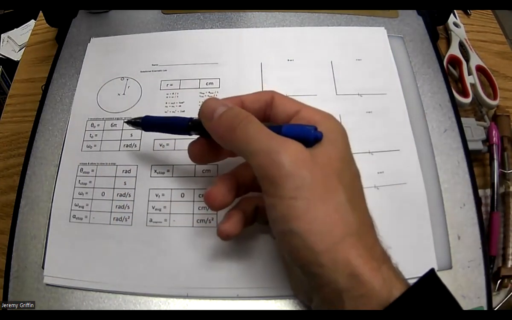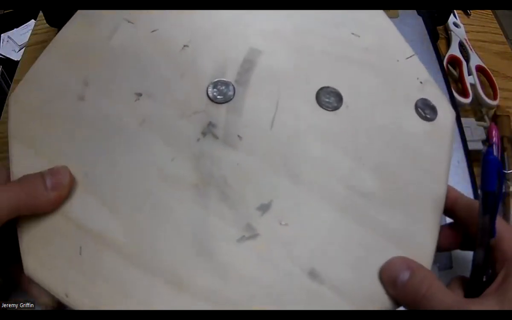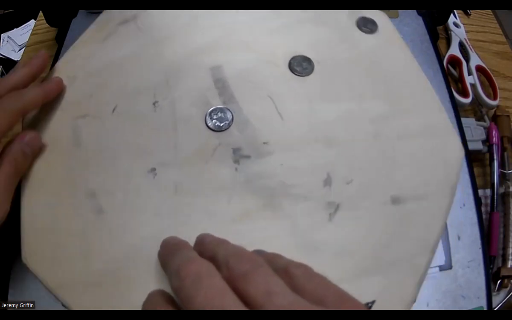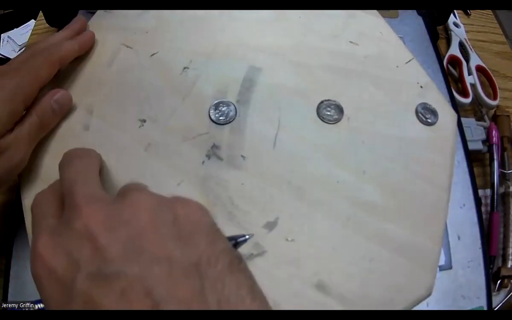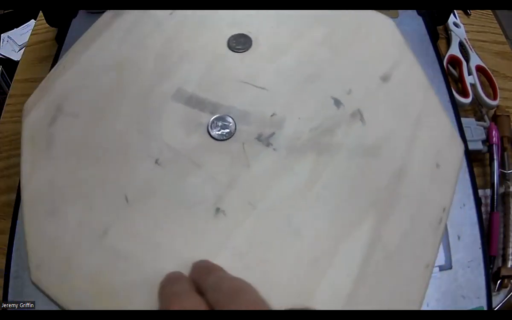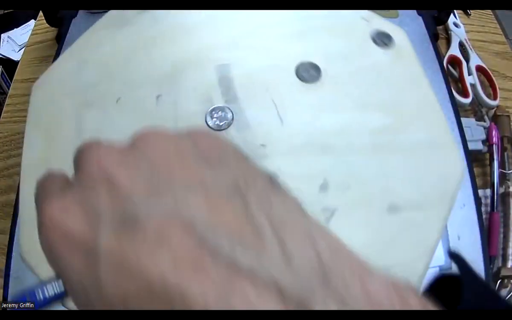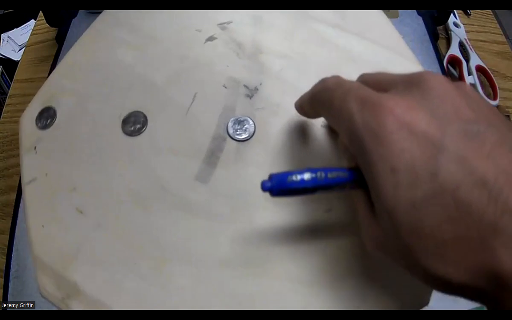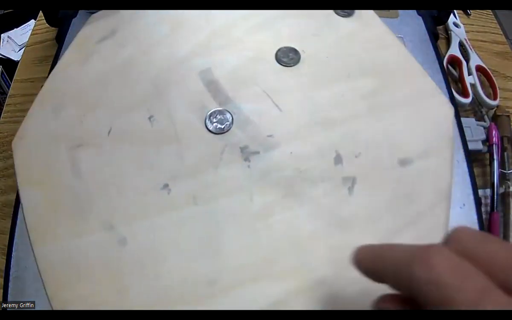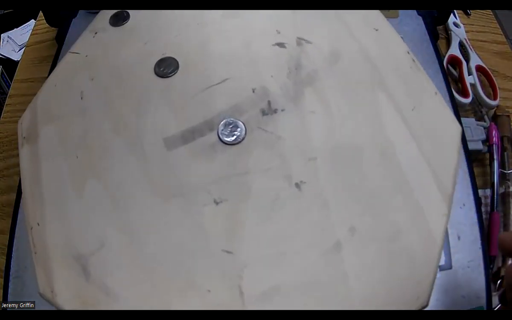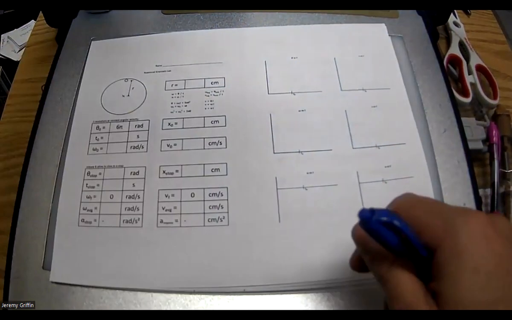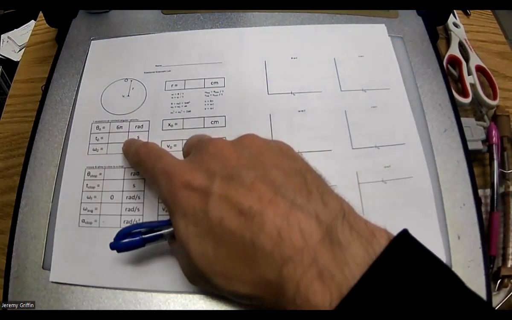So let's do that. I'm gonna give this thing a spin, or actually here, I'm gonna apply a constant force to overcome the friction. So let's go: 1, 2, 3. And then just let it slow to stop. You guys get 1, 2, 3, and slow to stop. All right.